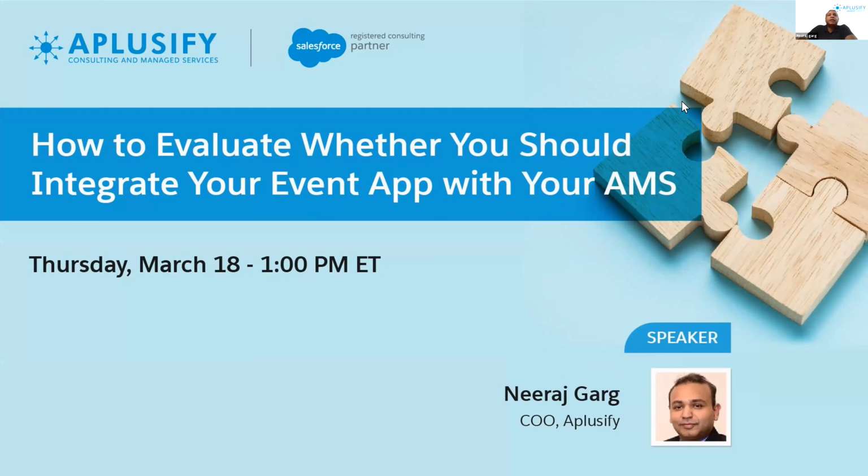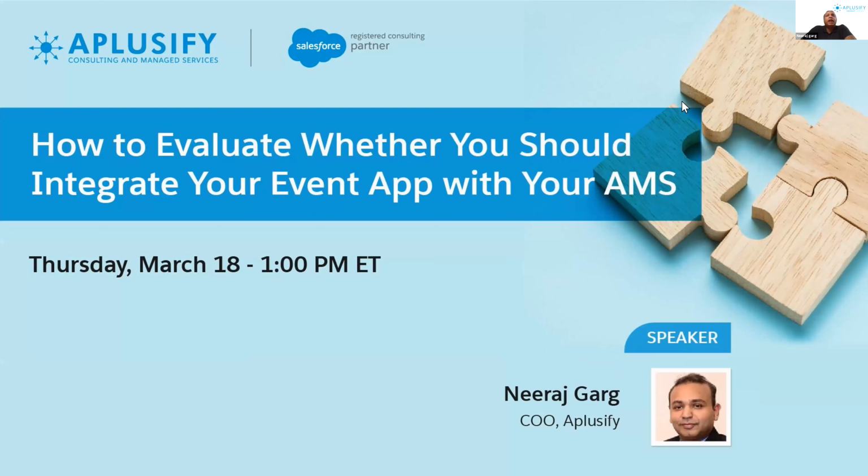So the first slide, we are actually going to talk about some of the checklists, where you can actually tick a box. It's a kind of checklist where you can say, are you able to answer these questions? And if you are able to answer these questions as yes or no, it will help you understand whether you want to integrate your events app with your AMS tool or not.